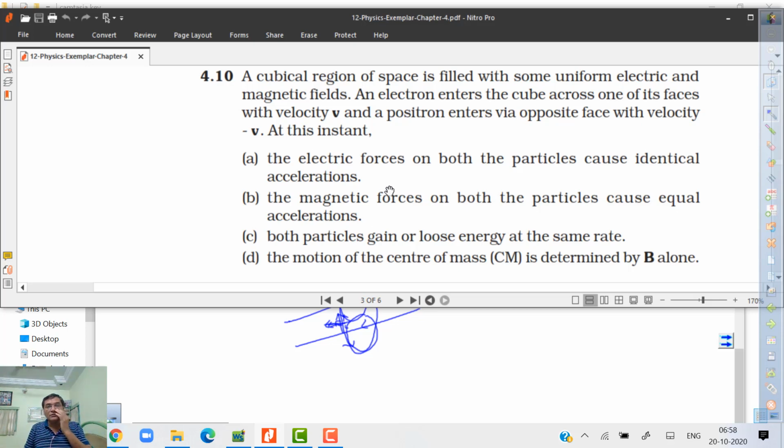Then what will happen? The electric force on both the particle causes identical acceleration.